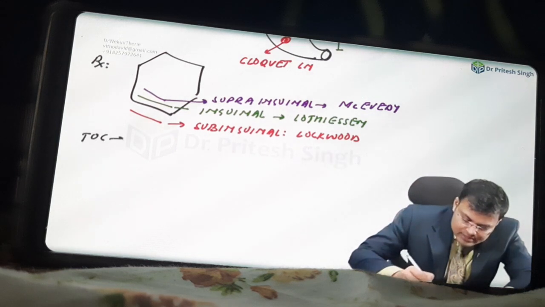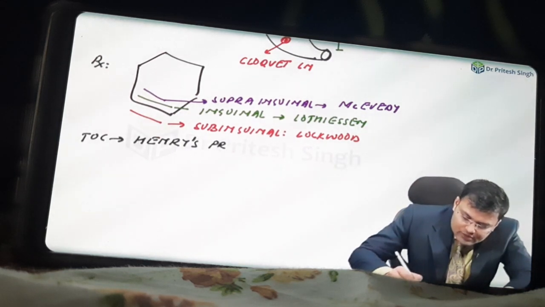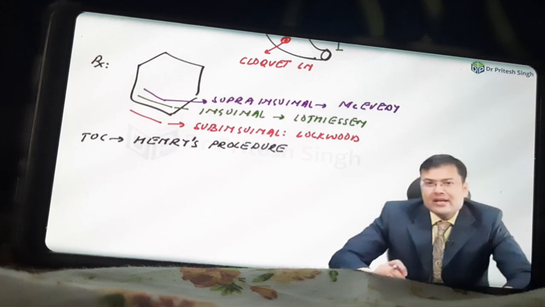But be careful. The treatment of choice is Henry's procedure. For femoral hernia, the treatment of choice is Henry's procedure.